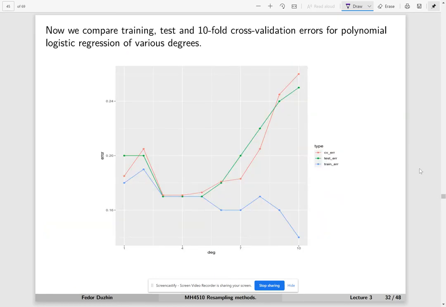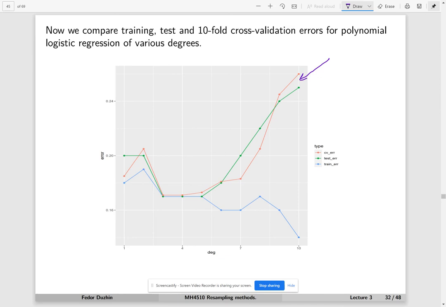So now what I did, I compared the training, test and 10-fold cross-validation errors for this polynomial logistic regression of various degrees, from degrees 1 to 10. So notice that 10-fold cross-validation and test errors are pretty close. Which tells us that the 10-fold cross-validation does a very good job in this case.